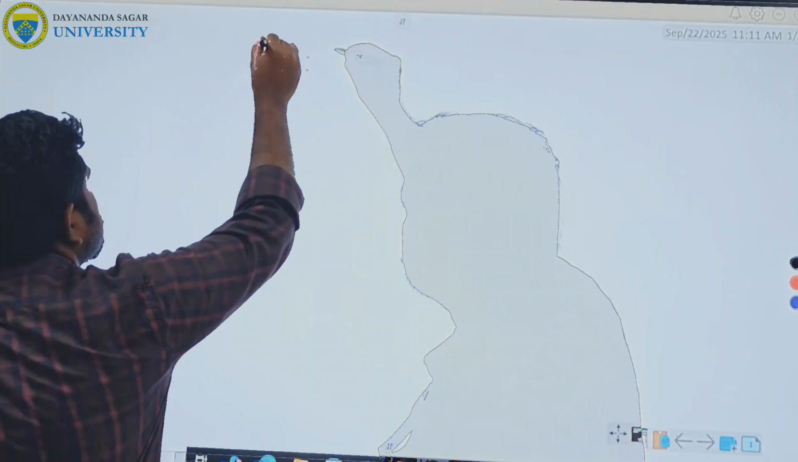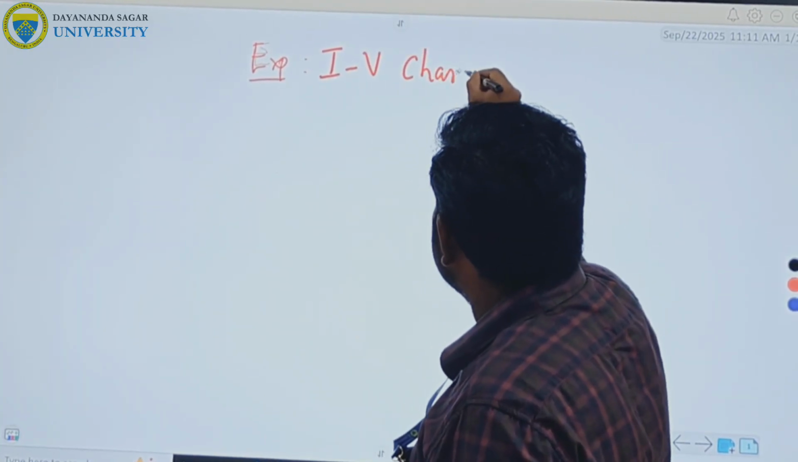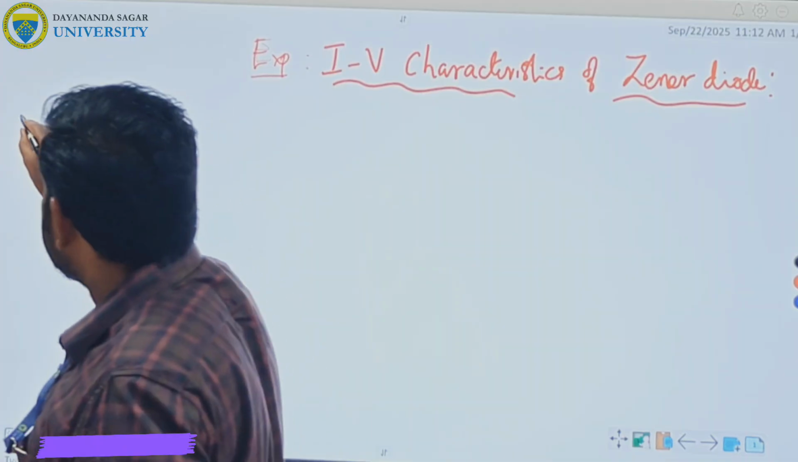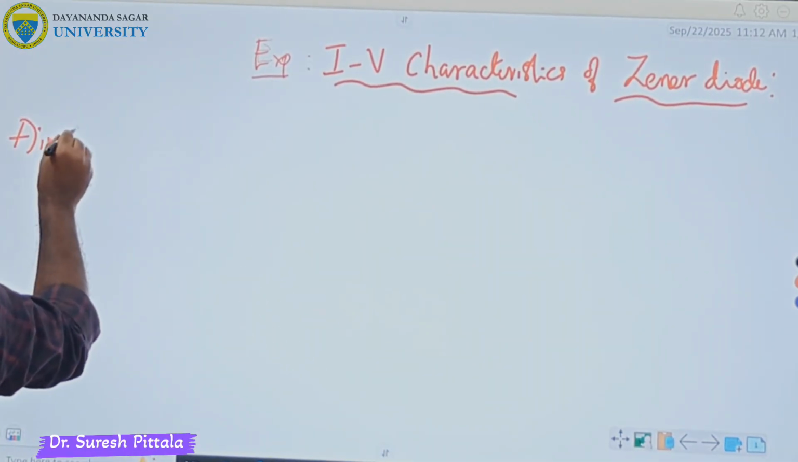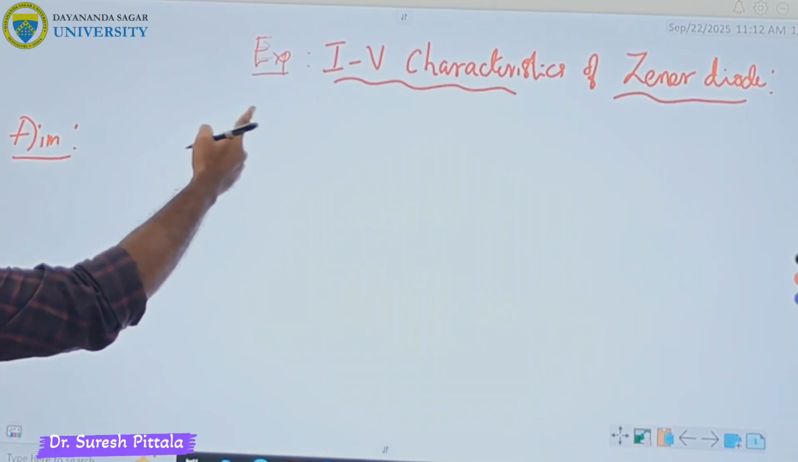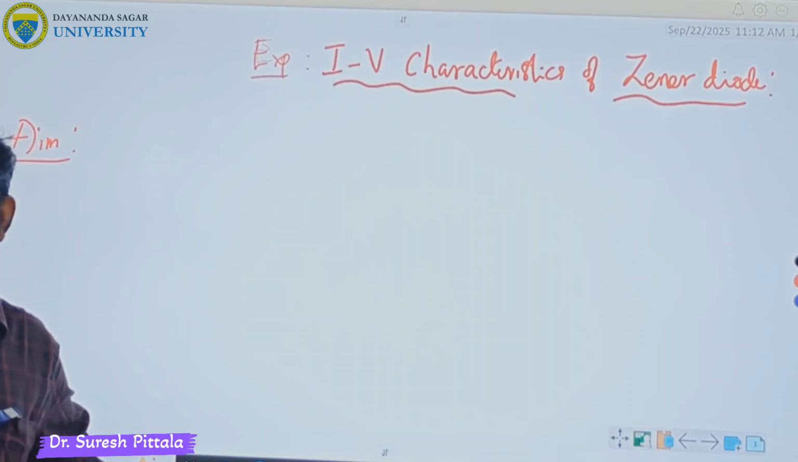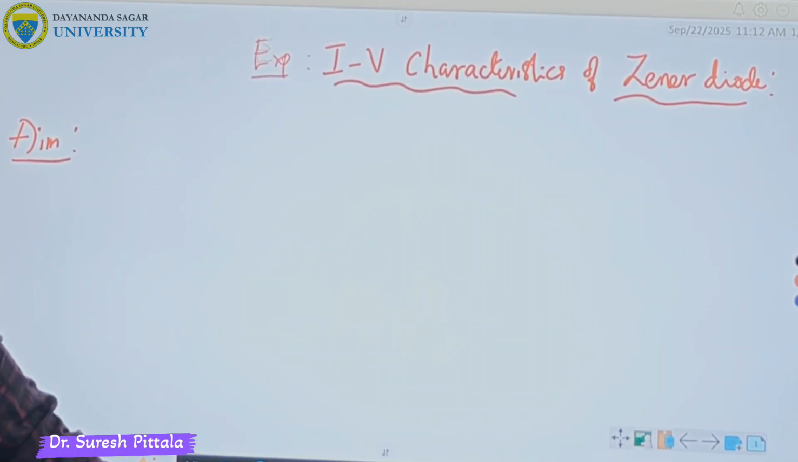So today we are going to discuss two experiments. Experiment number one is IV characteristics of Zener diode. So what is the aim? In this experiment, our objective is to study the input, nothing but the voltage you are giving as an input, and how the Zener diode responds as an output, nothing but how the current comes out of the Zener diode.